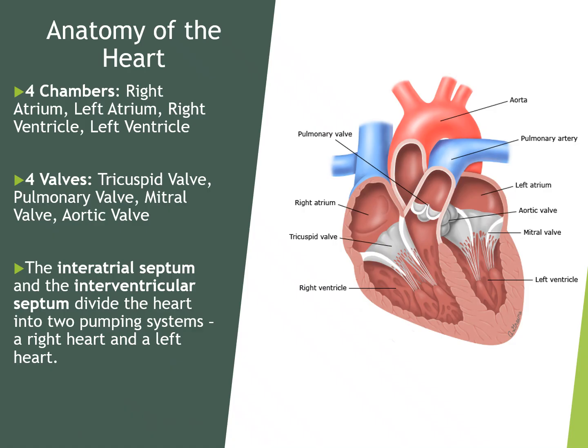The heart is made up of 4 chambers: the right atrium, right ventricle, left atrium, and left ventricle, and there are 4 valves: the tricuspid valve, the mitral valve, the pulmonary valve, and the aortic valve. The intra-atrial septum and the interventricular septum divide the heart into 2 pumping systems, a right heart and a left heart.